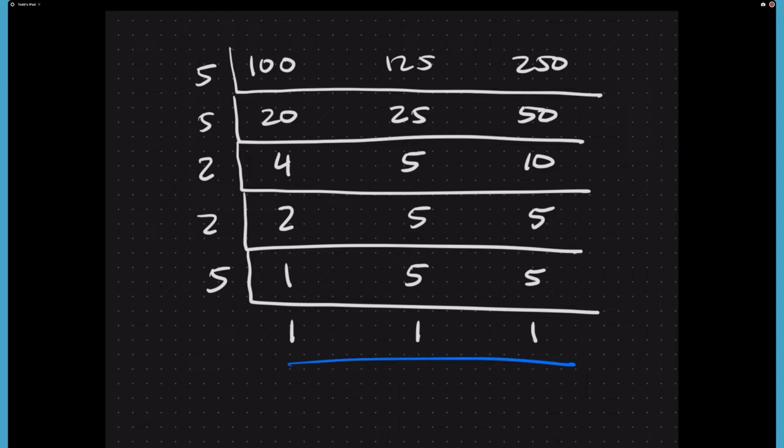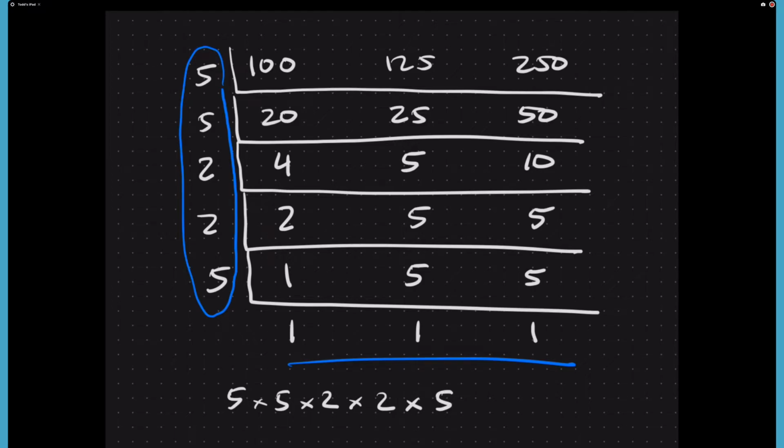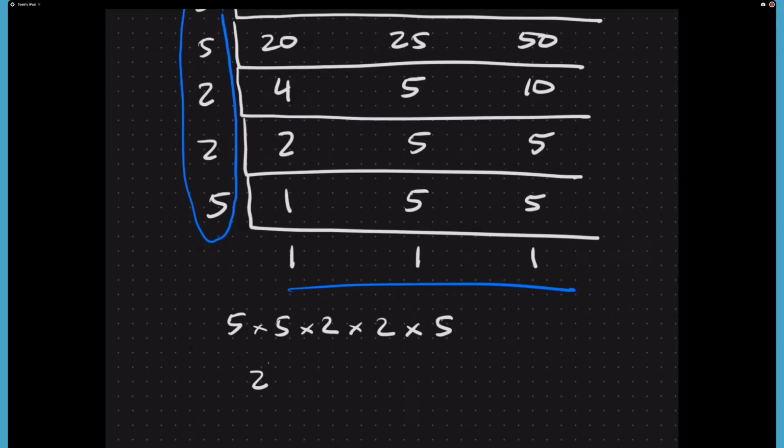Again, we have our 3 1s on the bottom, leaving us with the product of 5 times 5 times 2 times 2 times 5, which is better written as 2 squared times 5 cubed, which is going to equal 4 times 125, which is going to equal 500, and therefore the lowest common multiple of 100, 125, and 250 is 500.